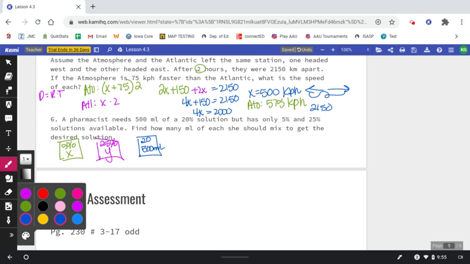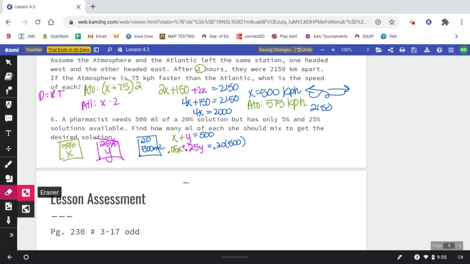So first we're going to do our total milliliters equation. So X plus Y needs to equal 500. And then we're going to do our percentages. So 0.05X plus 0.25Y equals 0.20 times 500. So the top equation is going to become X plus Y equals 500. And the bottom one, oops, I forgot to multiply that.